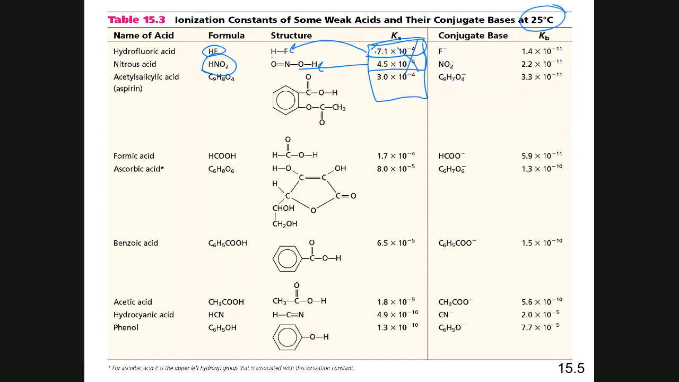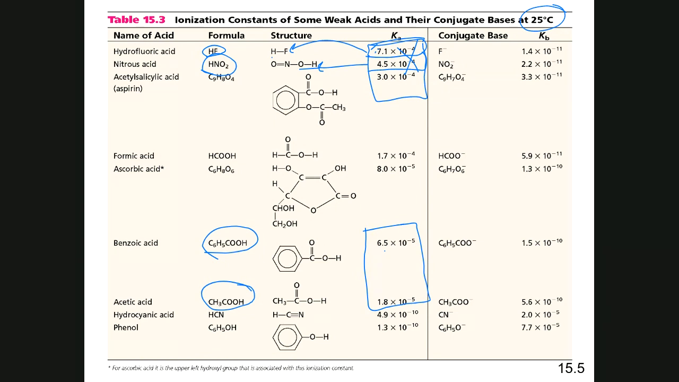Which one is stronger? Acetic acid or benzoic acid? Acetic acid versus benzoic acid. Which one is stronger? So you're going to compare these two numbers, because benzoic acid, very good, has higher Ka, it is going to be stronger than the acetic acid. So that's all it means.